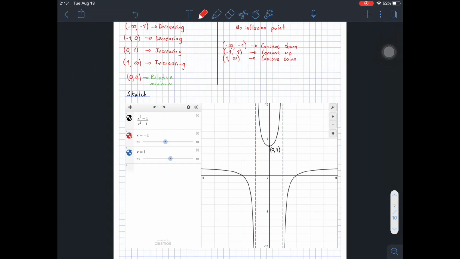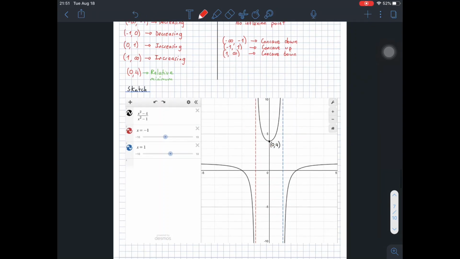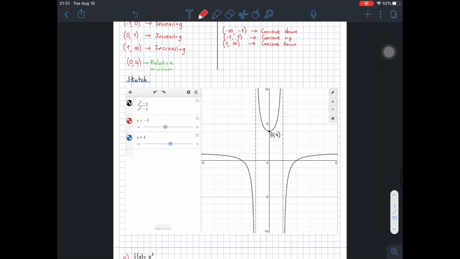Then, from -1 to 1, it is concave up. That is, from -1 to 1, it's all of this U over here. It's concave up. Why? Because for all of this interval, the function is bending upwards, right? It is decreasing here, then increasing here, but the whole time it is bending upwards. It has a positive concavity. And finally, for the interval 1 to infinity, it is again concave down.